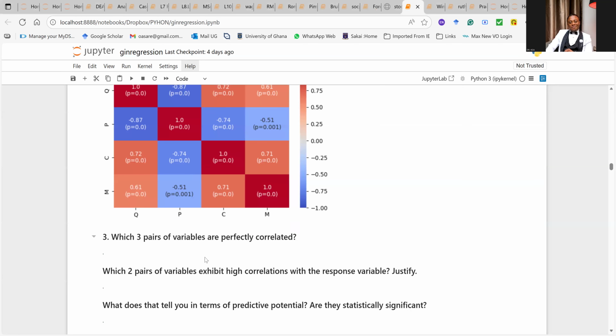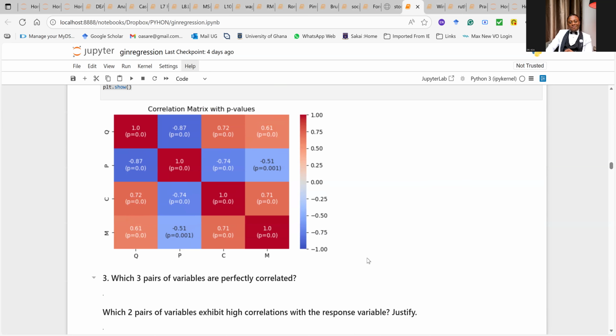Okay, next one. Which two pairs of variables exhibit high correlation with the response variable? By the way, which one is the response variable? Or which one is the target variable here? It's quantity. So the question says, which variables are highly correlated with quantity? In this case, you check the quantity column, look at all the variables there, and look for the biggest one first. So which pair?